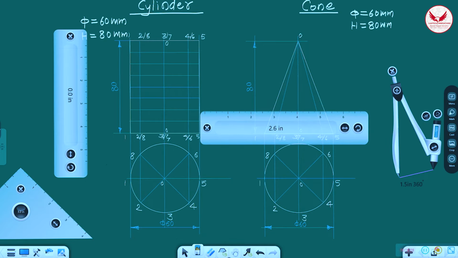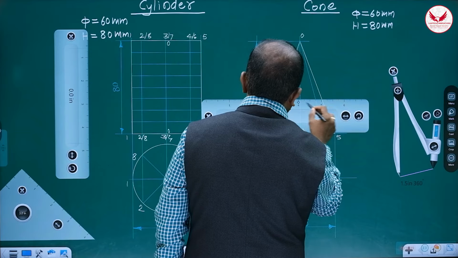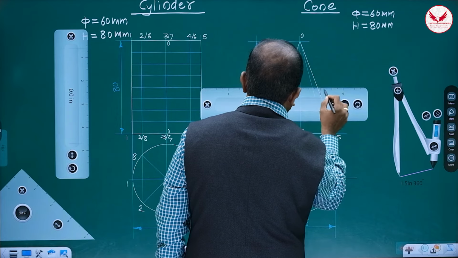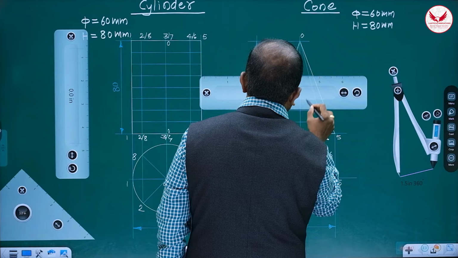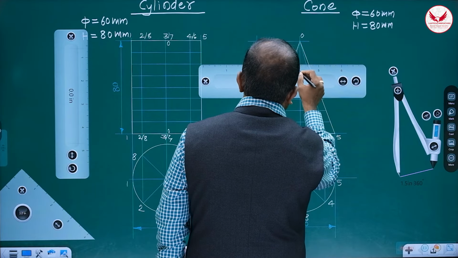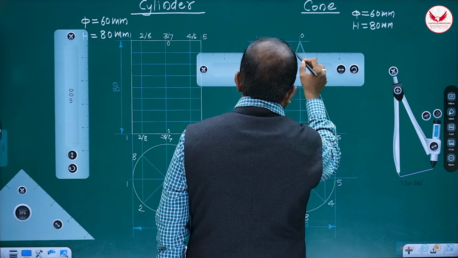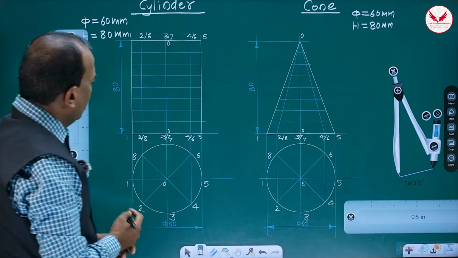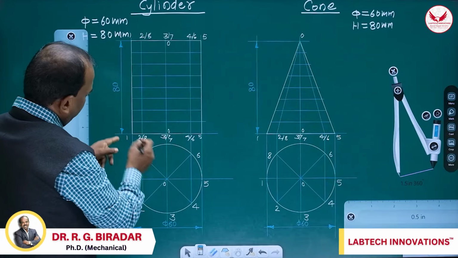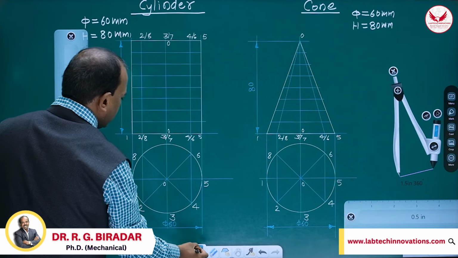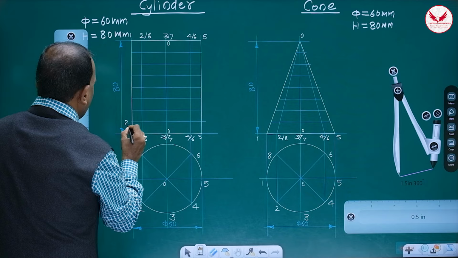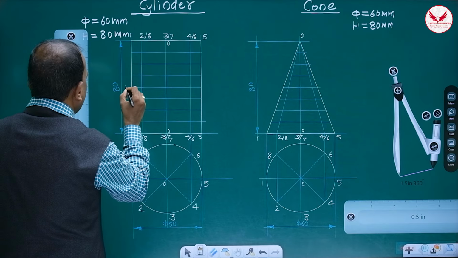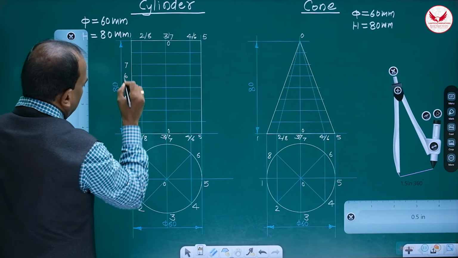1, 2, 3, 4, 5, 6, 7. Means we are dividing these lines into an equal number of parts. Correct? Then how should the naming be done? Initially this is 1. Then we can give the names like this. It's 2, it's 3, it's 4, it's 5, it's 6, it's 7.